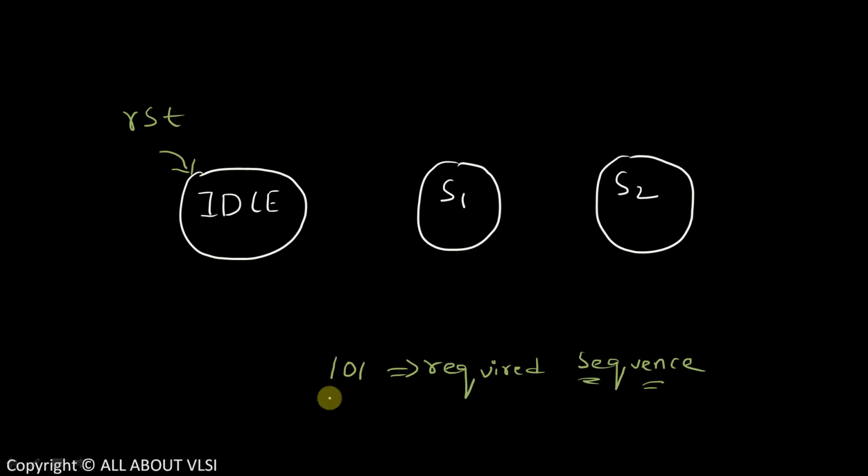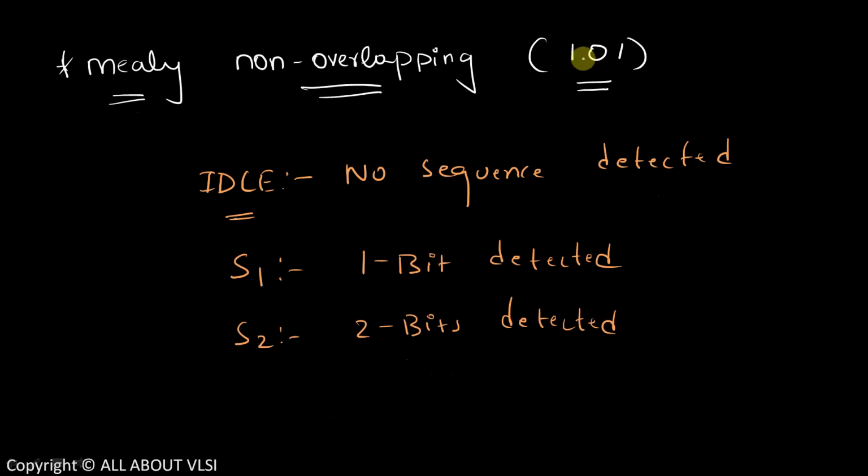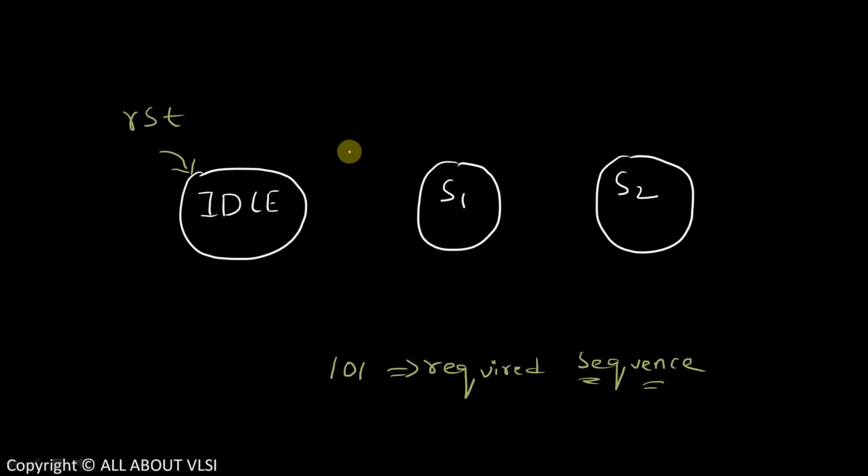I'm going to consider my checking of the sequence from MSB to LSB. Now, if my input bit is 1, then from idle state I'm going to S1 state, making my output still remain 0. Or else, if I'm in idle state and my input is equal to 0, then I'm going to stay in the same state, and my output is equal to 0.